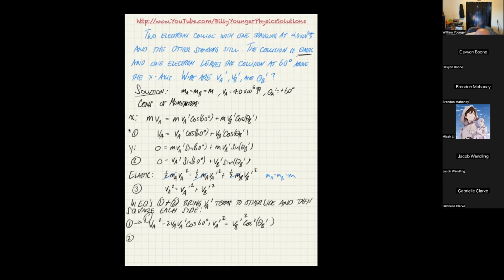Now for equation 2, it's a lot easier because there's really only one term on each side after I move them. So when I square the VA prime side, I'm just going to get VA. Ooh, I left off a big thing. Hold on here. Let me erase this. Everybody see that I left off something on the VA prime? So let me fix that. That's VA prime cosine squared theta A prime. And now that part's equal to VB prime. Ooh, that's not cosine theta A, that's cosine 60.